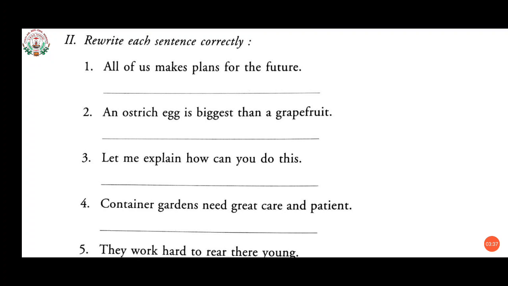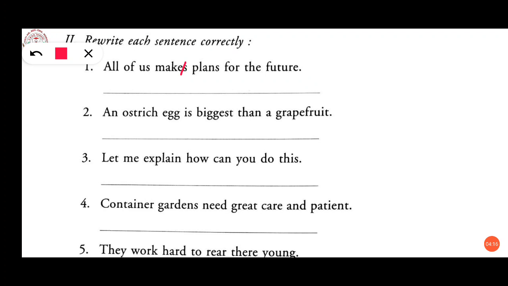Now see the first one: all of us makes plans for the future. Here it is given makes and plans. In both S is given, so we can't use this together, S and S. This will be the wrong one. So what will be the correct answer? All of us make plans for the future. We just have to remove S from makes and the answer will be: all of us make plans for the future.